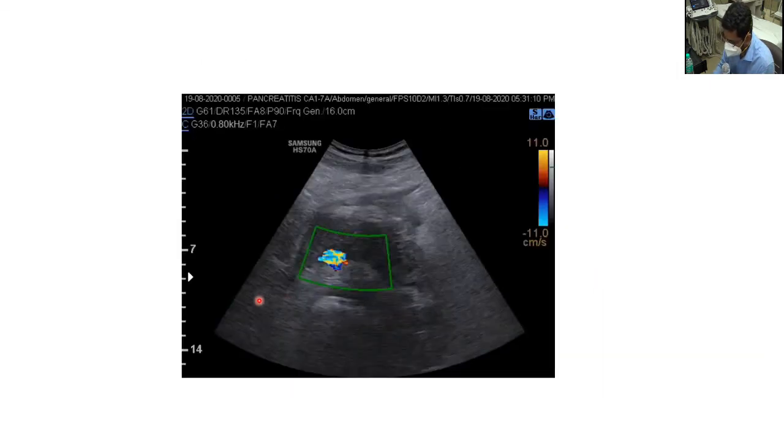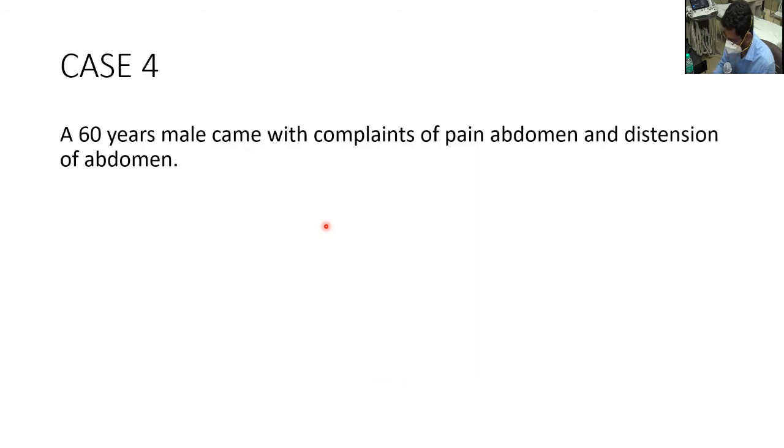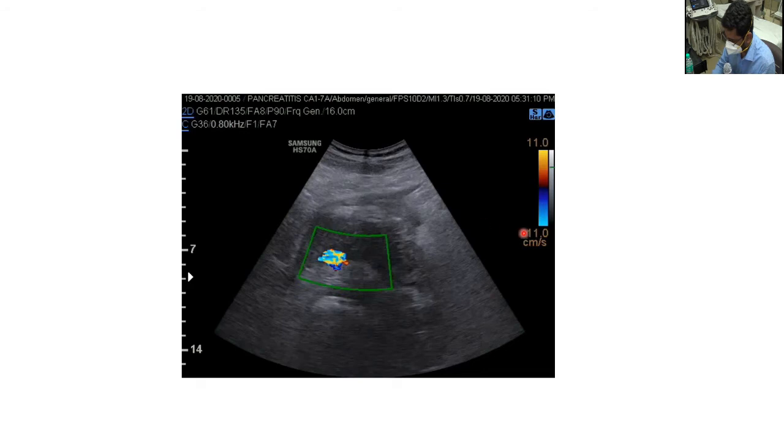There is a cine clip showing that the splenic vein does not take flow on color Doppler. Okay, there is a problem in this.